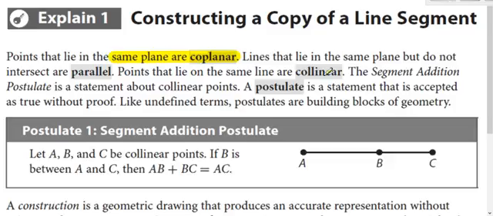So collinear, root word there is line. Same line, collinear. And then lines that are in the same plane but do not intersect are parallel. You probably already know that vocab term, but lines in the same plane that do not intersect are parallel.